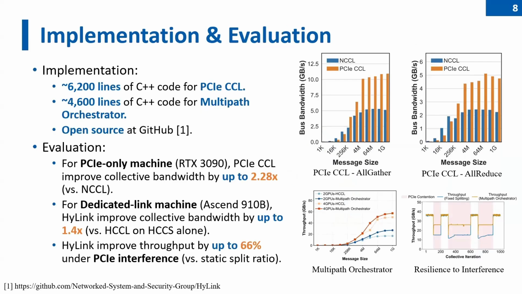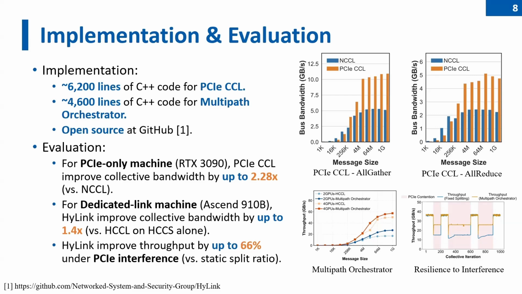We implement HyLink as 2 libraries, about 6,200 lines of code for the PCIe CCL and 4,600 lines of code for the multipath orchestrator. And the code is currently available on GitHub. We evaluate HyLink on 2 types of machine. For the PCIe-only machine, the PCIe CCL can improve the collective bandwidth by up to 2.28 times compared to NCCL. For the dedicated link machine, HyLink can improve collective bandwidth by up to 1.4 times compared to HCCL, which uses its dedicated link HCCS alone.